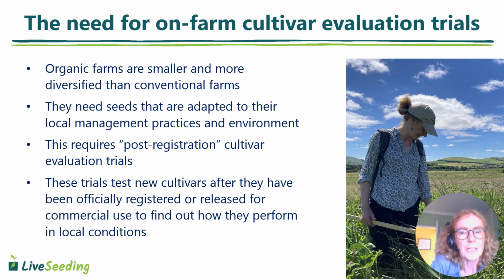This is also summarized here in this set of bullet points, re-emphasizing the diversity of organic farms, and that they're often smaller, more diversified in terms of crop rotations and environments and varieties that they grow, and the need for seeds that are adapted to the local management practices and environment. So this requires what we call post-registration cultivar evaluation trials. So testing of cultivars after they've been developed by breeders and registered, they're already on the market, but we need to know more about which ones are most suited to organic systems.